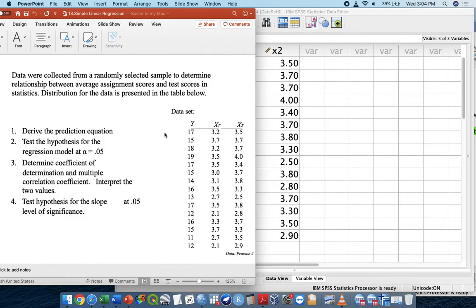Data were collected from randomly selected samples to determine the relationship between average assignment score and test score in statistics. The distribution of the data is presented in the table below. First, you have to derive the predicted equation. The second question is to test the hypothesis for the regression model at alpha equal to 0.05. Then determine the correlation coefficient and the multiple correlation coefficient, meaning R square and also the big R, interpret the two values, and test the hypothesis of the slope at the 0.05 level of significance.